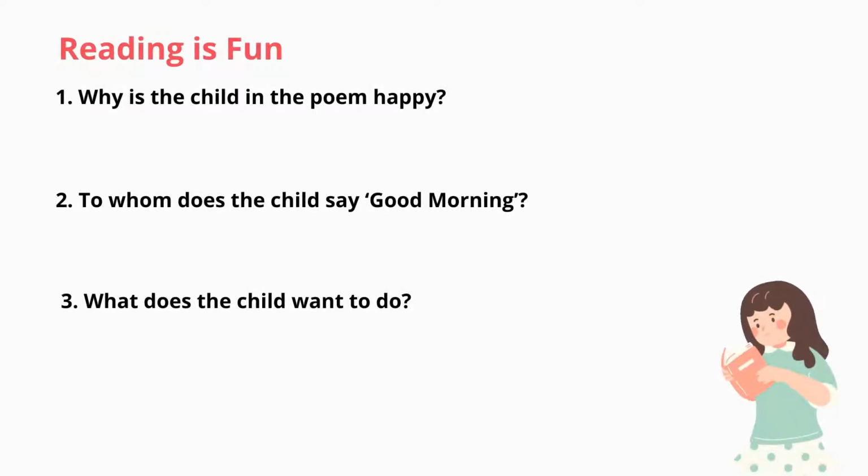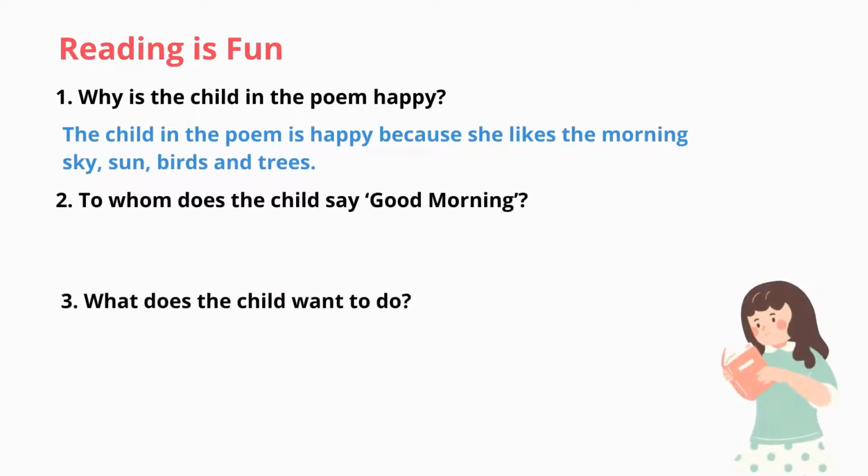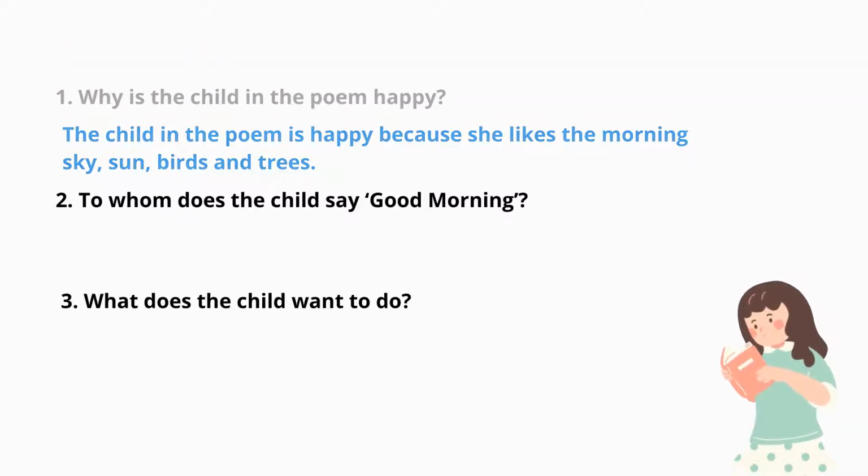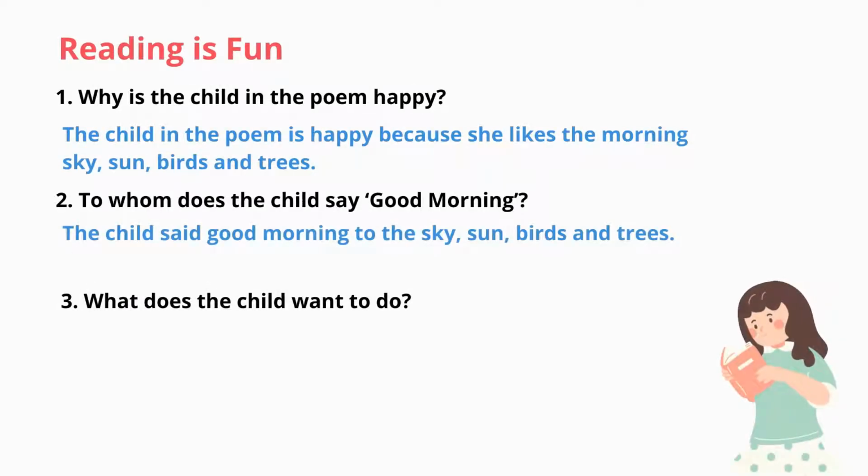Question 1. Why is the child in the poem happy? Answer is, the child in the poem is happy because she likes the morning sky, sun, birds and trees. Next question. To whom does the child say good morning? Answer is, the child said good morning to the sky, the sun, birds and trees.